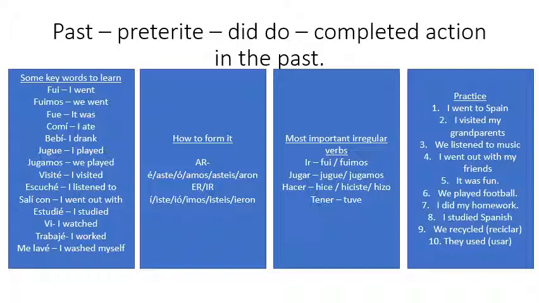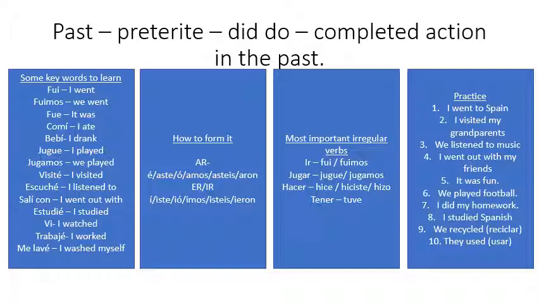Okay. There are some irregular verbs. These are the most important. So what's the least you can get away with learning? I would say the verb to go. Ir, I went, we went. Fui, fuimos. Jugar is only slightly irregular. You should know it. Jugar al fútbol, to play football. Jugué or jugamos, it's a spelling change.